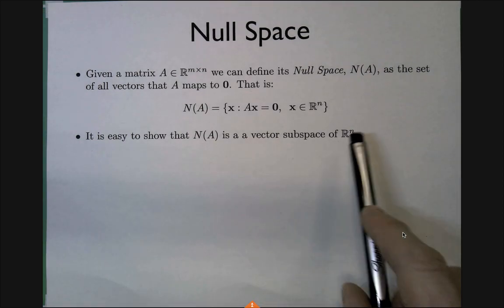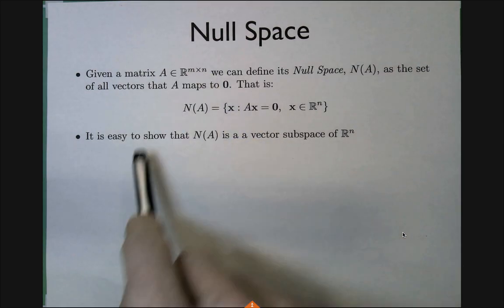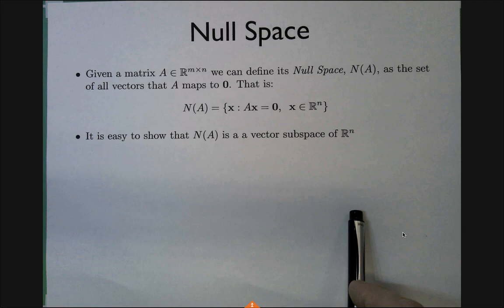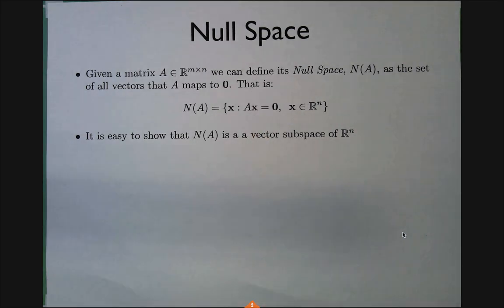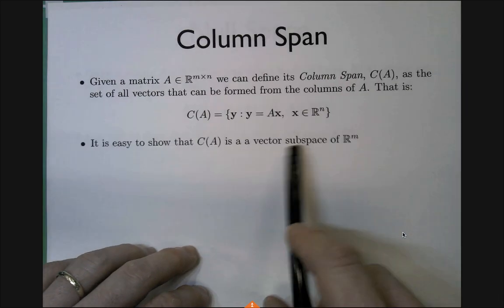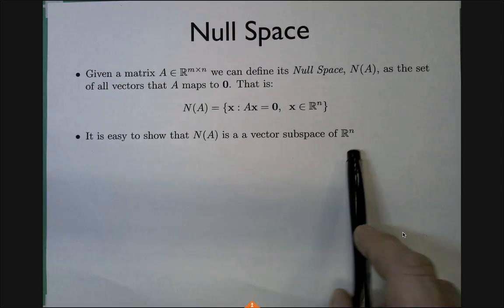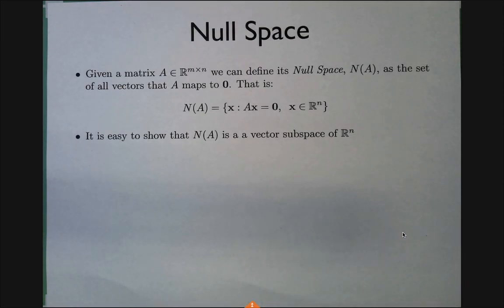Now this time it's a subspace of R^n, because it relates to the number of columns here, because I am multiplying with x. See that? This will be important further down. So the column span was a subspace of R^m, and the null space is a subspace of R^n, because my point really is rectangular matrices here.